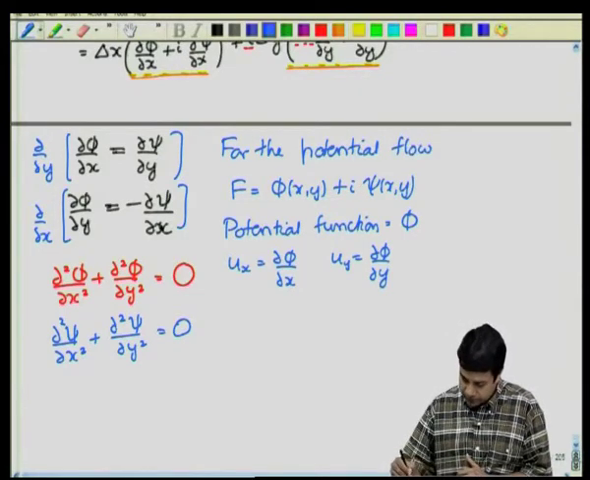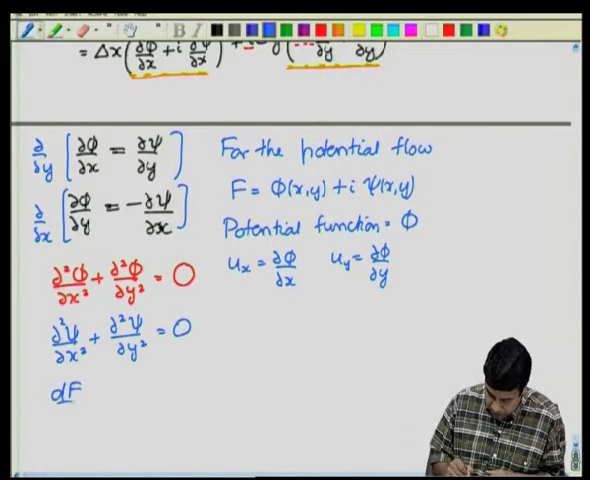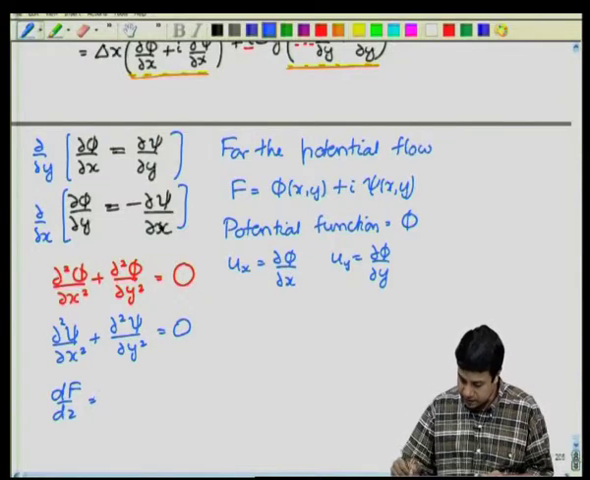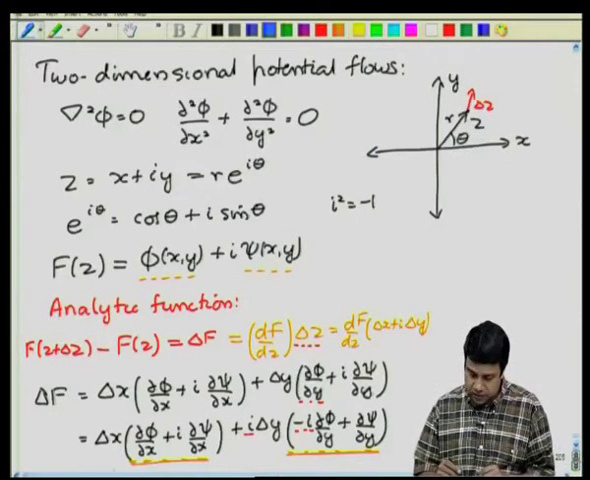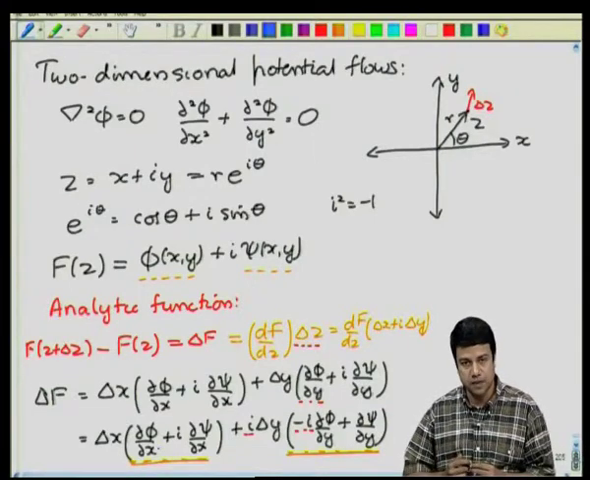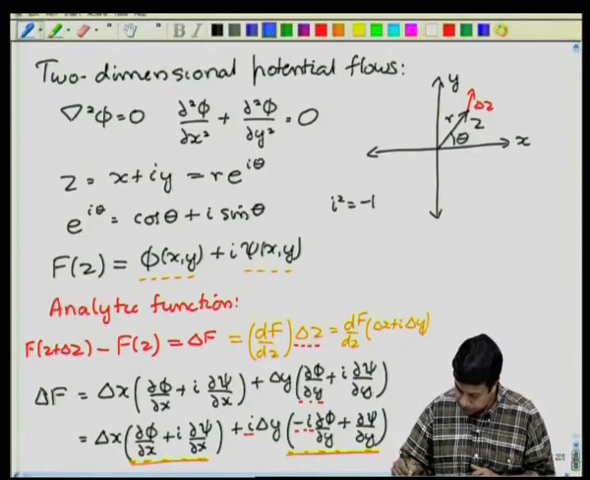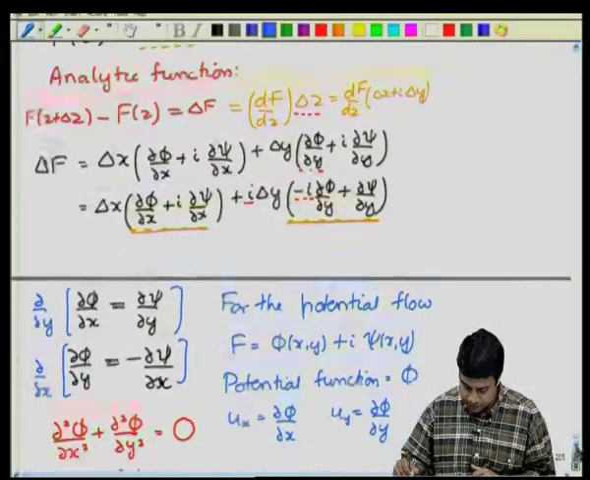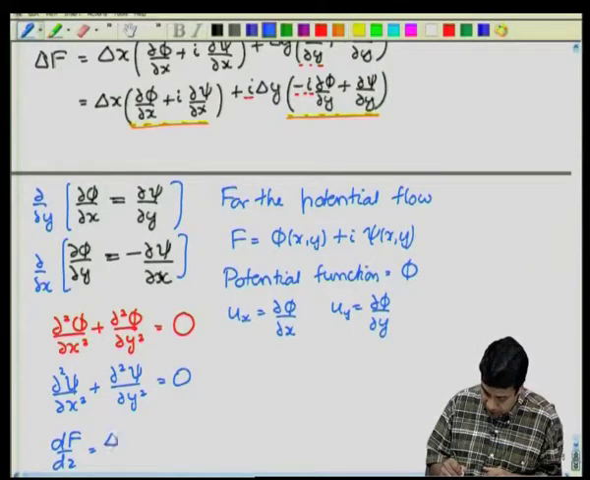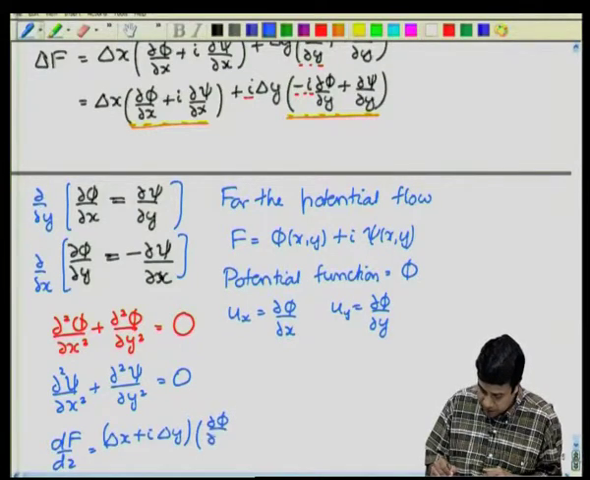So, we know that df by dz, okay, we just calculated df by dz here, okay, is equal to delta x times partial phi by partial x plus I partial psi by partial x plus I delta y times minus I partial phi by partial y plus partial psi by partial y. And because our solution is analytic, the coefficients of delta x and the coefficients of I delta y are identically equal to each other. Okay. So, therefore, I can choose either of these, okay, is equal to delta x plus I delta y into partial phi by partial x plus I partial psi by partial x. Okay.